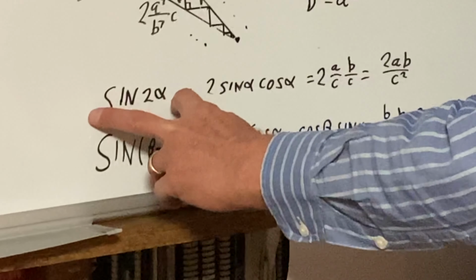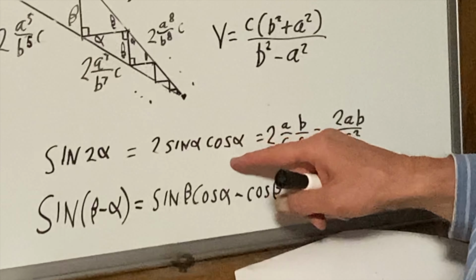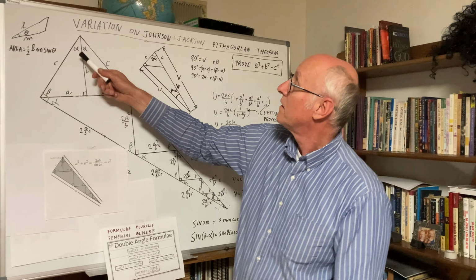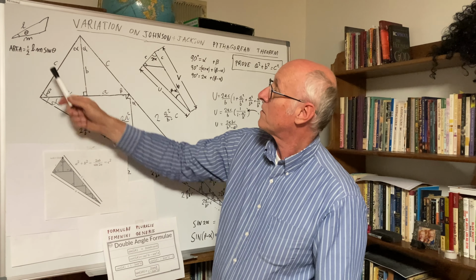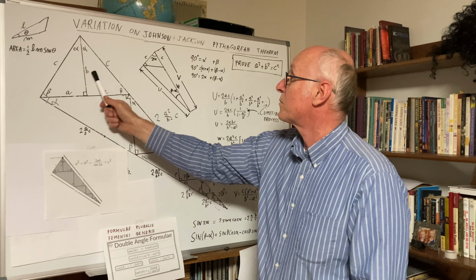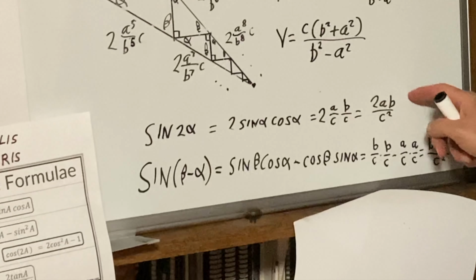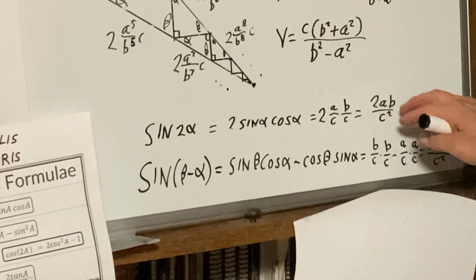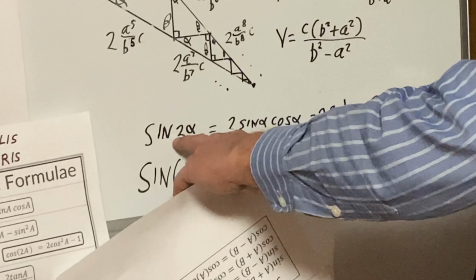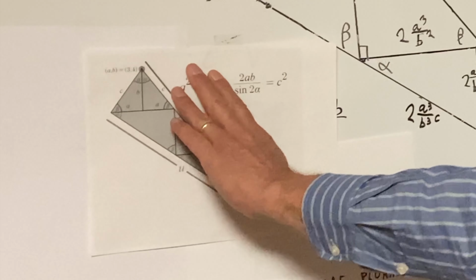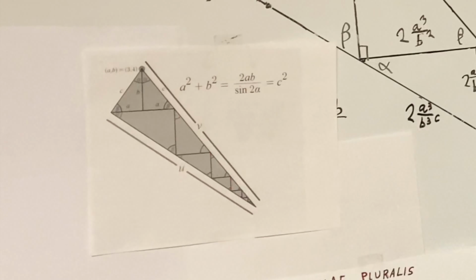The sine of 2 alpha, that's 2 sine alpha cosine alpha. Well, that's 2 times a over c times b over c, right? Sine alpha is a over c, and cosine alpha is b over c. So this is in the ratio form. So it's 2ab over c squared. And that's sine of 2 alpha, which, if you notice, is the same thing as here.